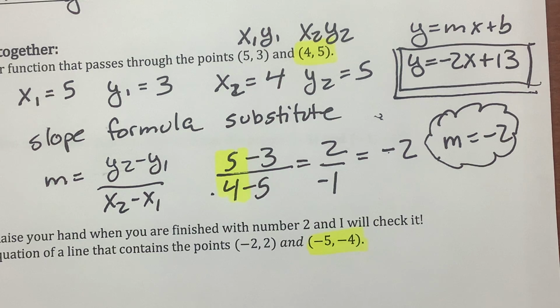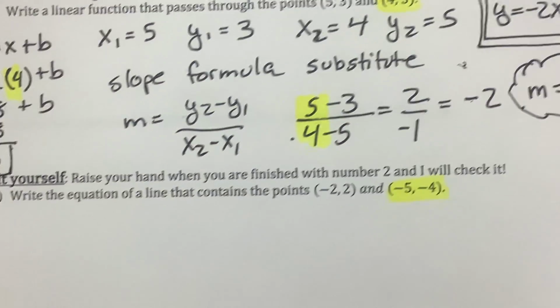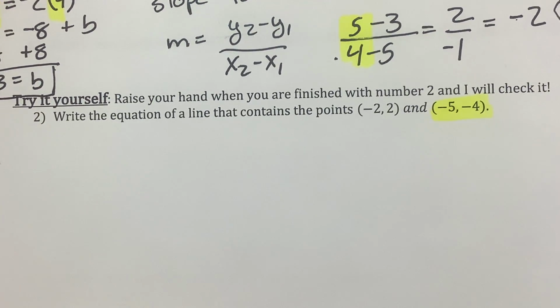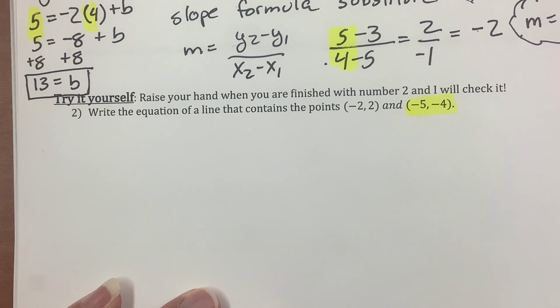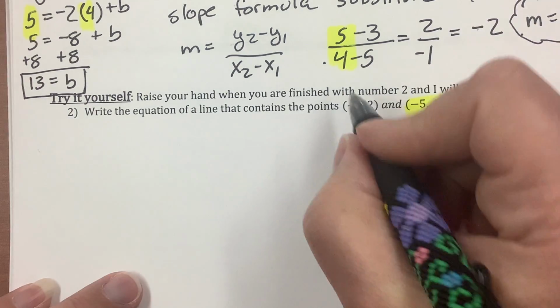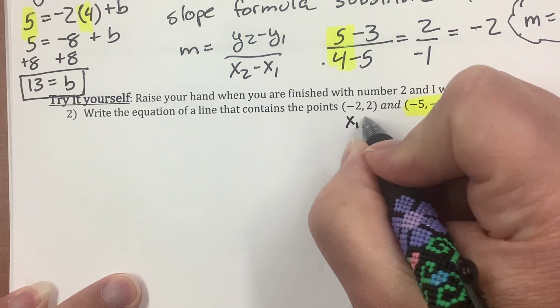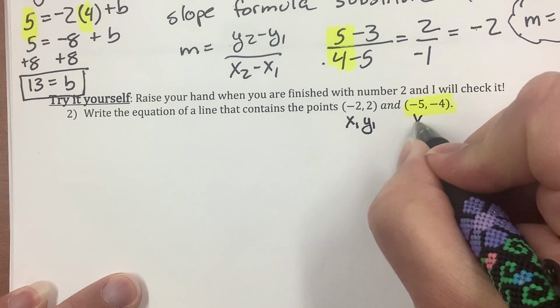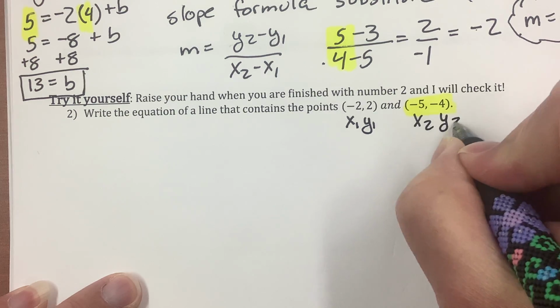Okay, let's try again, Bono. Try not to use so much space. You try this problem yourself, and then come back and we'll go over it together. I hope you're back. So let's label things. Here we go. x1, y1, x2, y2.